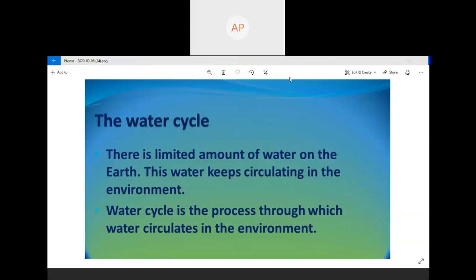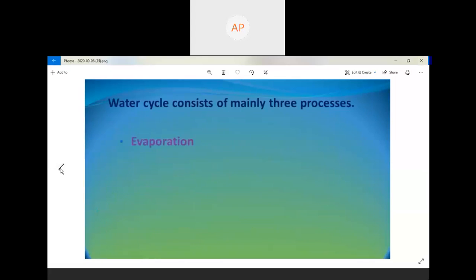So there is a limited amount of water on the earth. This water keeps circulating in the environment. Water cycle is the process through which water circulates in the environment. Water cycle consists of three main processes: evaporation, condensation, and precipitation.